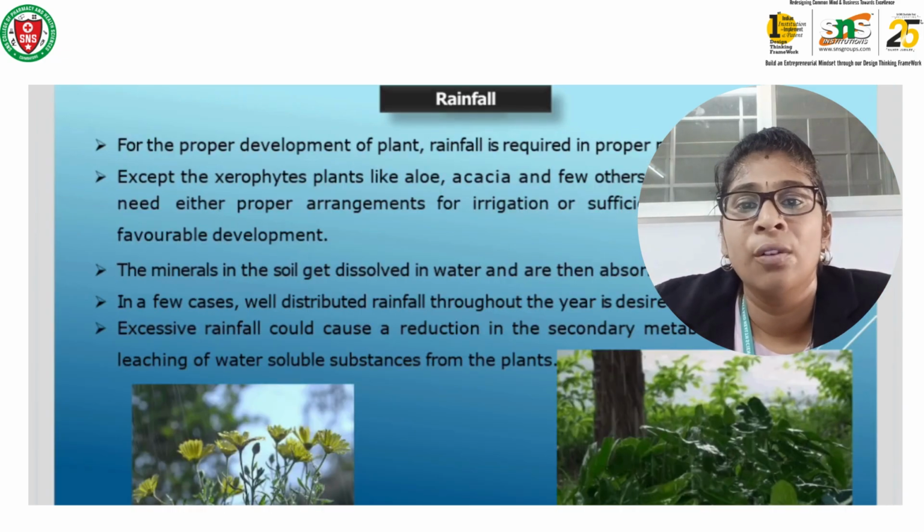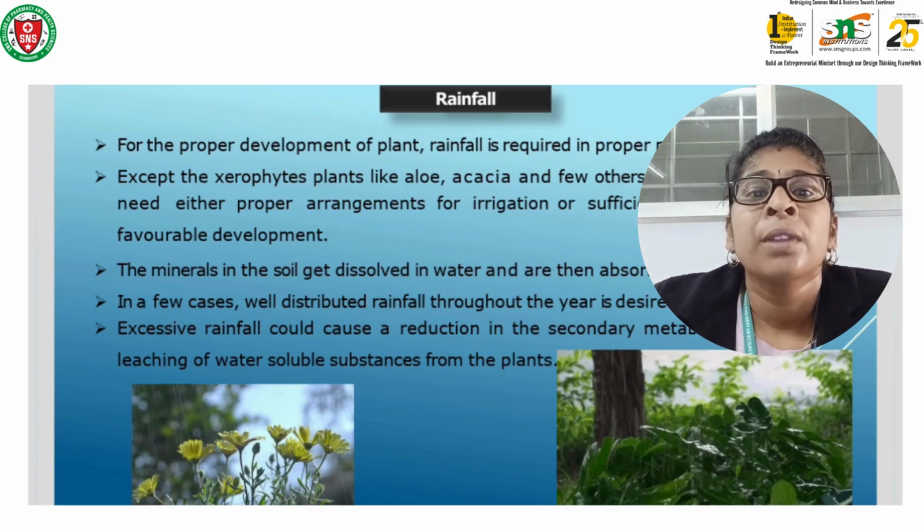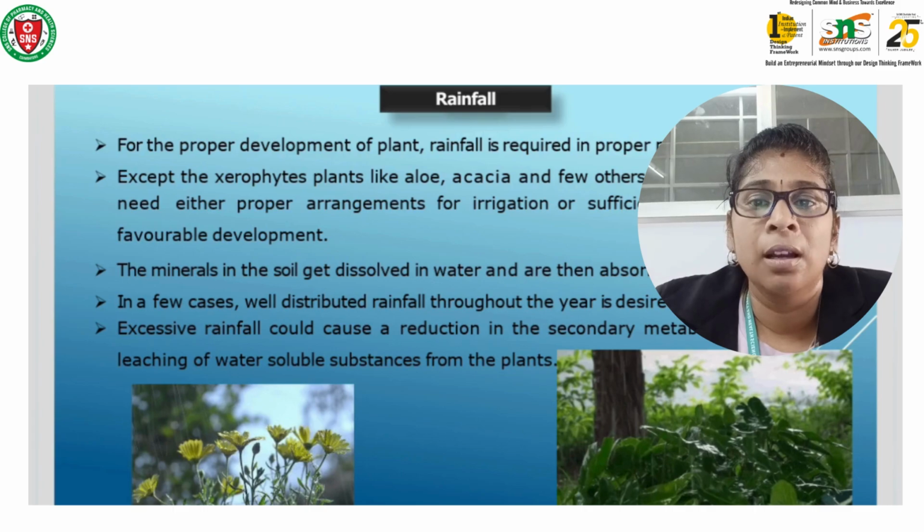And rainfall is a very major part, that is, the humidity, moisture and the water content below the soil level for absorption by the plant is very important for the proper development of all plants. Rainfall is very necessary.